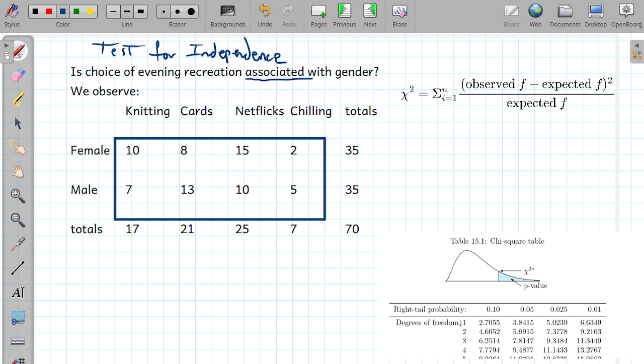Oftentimes they're not going to specifically say to you, is there a dependency, or are these things independent, because that's just making it too easy. So they use another word, and the common word is associated. And that's what this question's about. So how do we do the null and alternative hypothesis for this? H null is that evening recreation is independent of whether you're male or female.